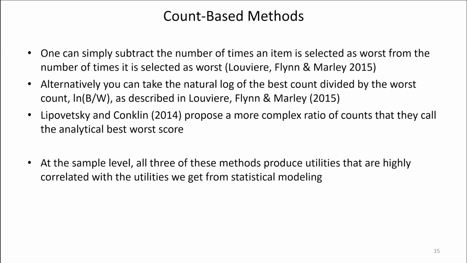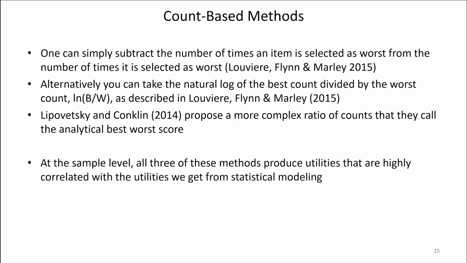So for those count-based methods, in the original work that the academics did creating MaxDiff, they suggested a simple subtraction. We just count up the number of times an item is selected as best and the number of times it's selected as worst, and we subtract the worsts from the bests. Oh, the second worst there should say best, sorry. Anyway, so there's a simple subtraction.